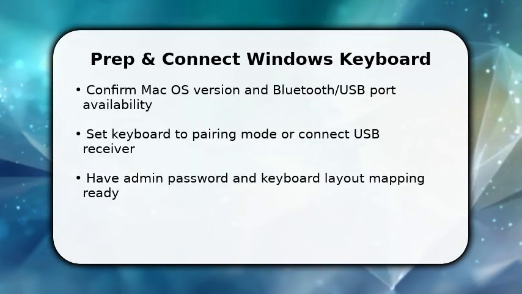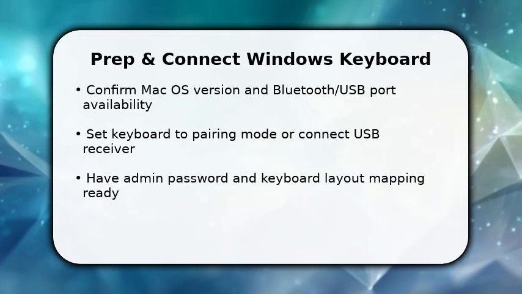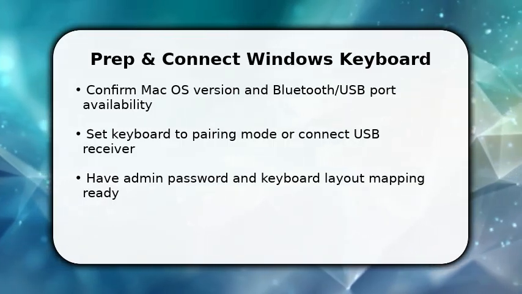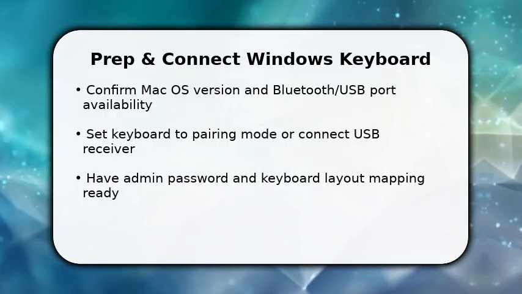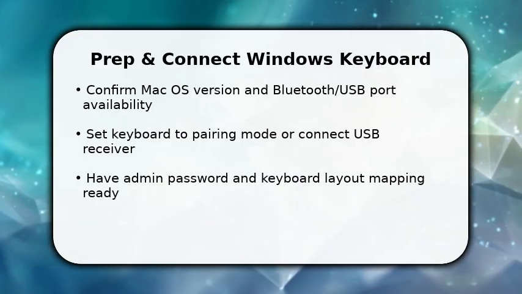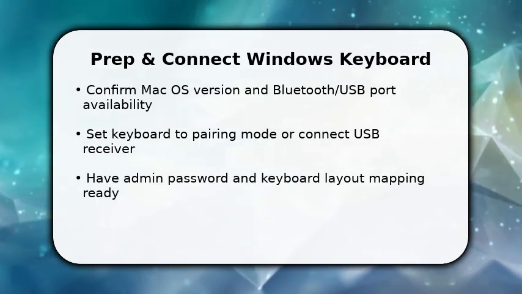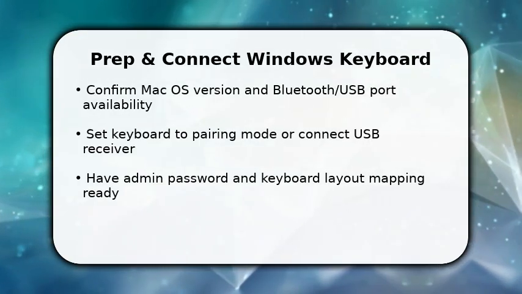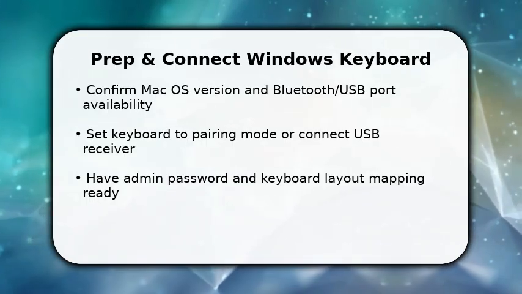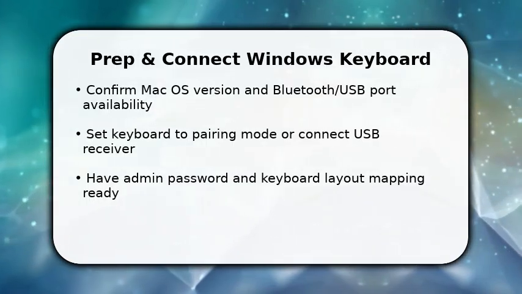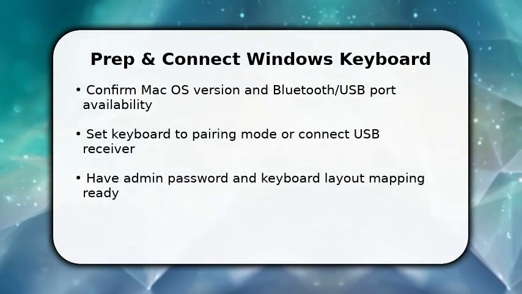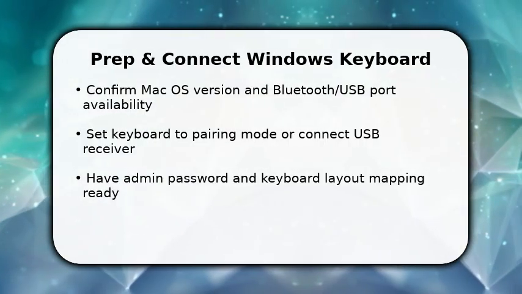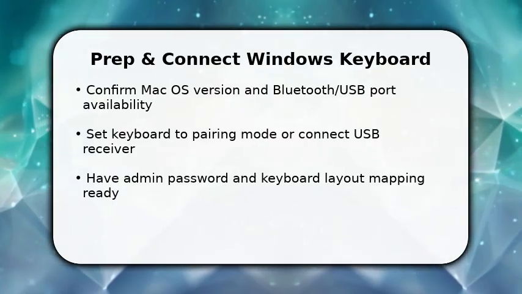You start by verifying compatibility. Check Mac OS version and whether you'll pair over Bluetooth or use a USB receiver. Put the keyboard in pairing mode or plug the receiver into an available USB port. If it's a full-size wired keyboard, connect immediately. Enter your Mac admin password when prompted to allow changes. Once done, open System Settings and locate Bluetooth or keyboard preferences so you're ready for the next configuration steps.